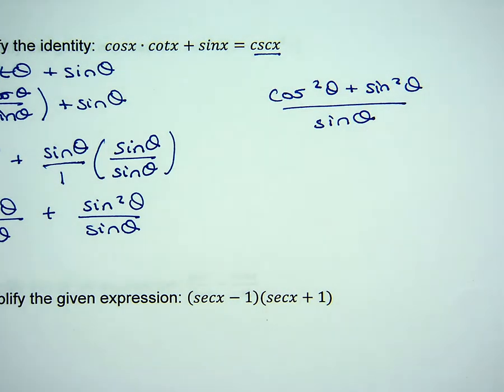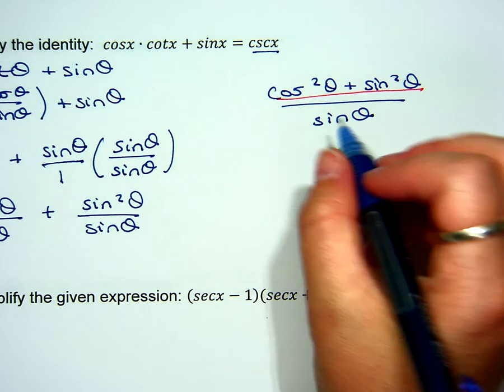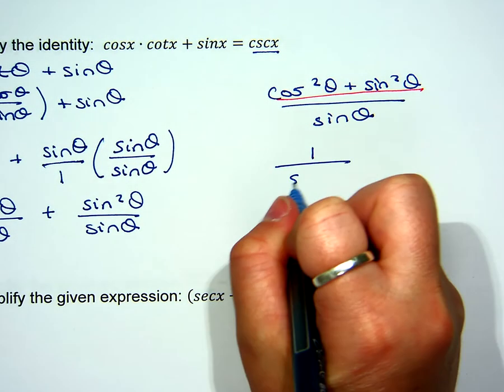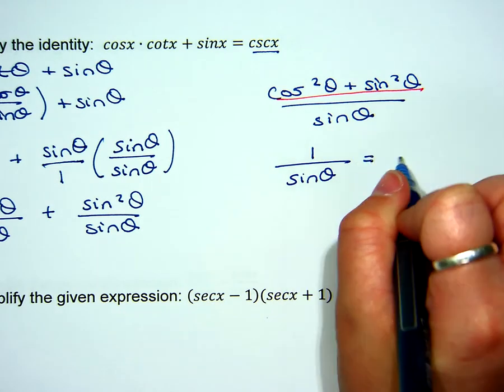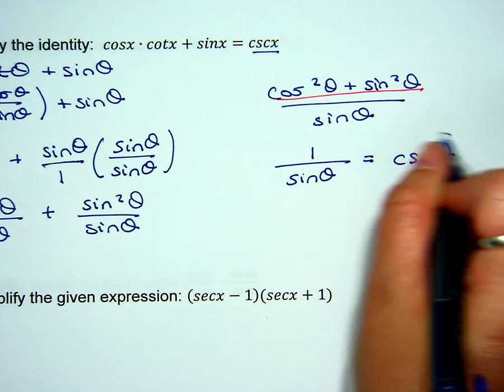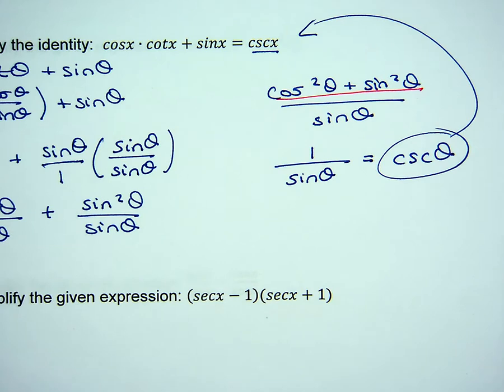Oh, but wait a minute. There's that popular one, cosine squared plus sine squared. What's that get you? 1. And 1 over sine is cosecant. And that's what they wanted us to show.